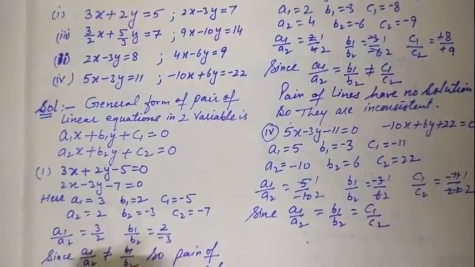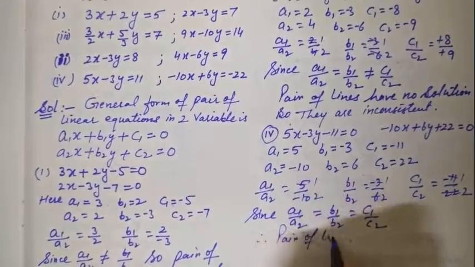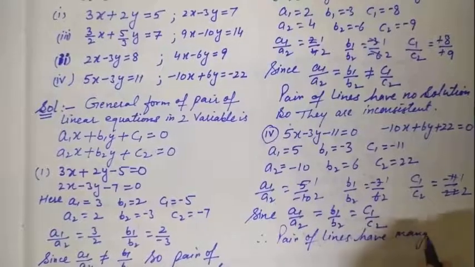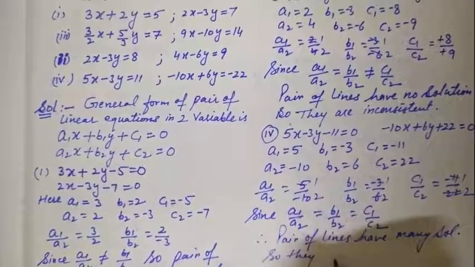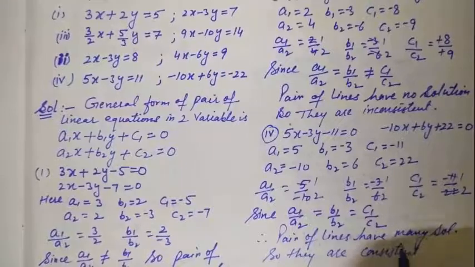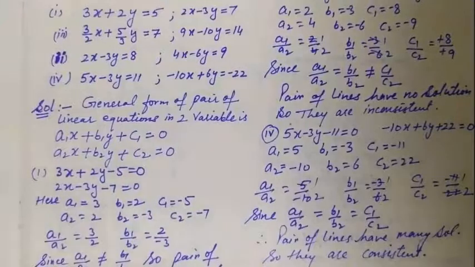Therefore the pair of lines have many solutions, so they are consistent. If lines have a unique solution or many solutions, then this pair of lines is called consistent, and if there is no solution, the lines are parallel, so the pair of lines is called inconsistent. So we will do this.